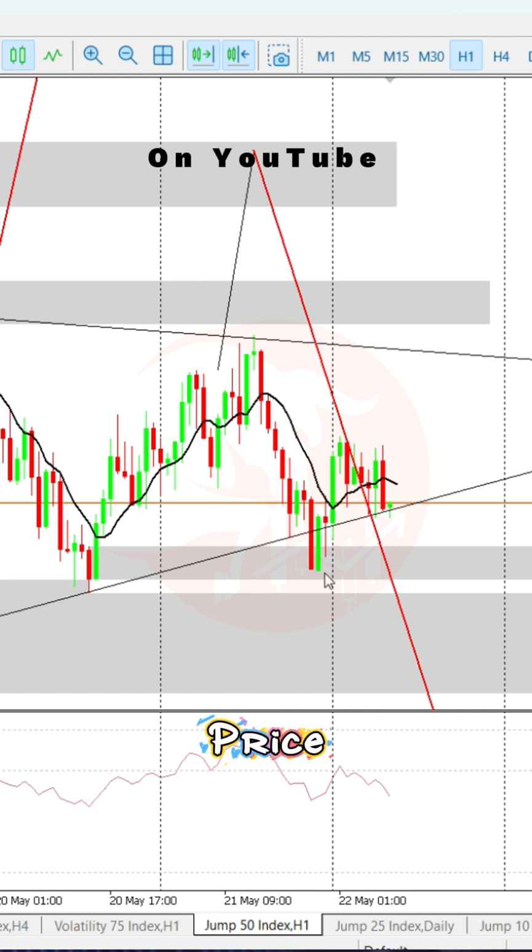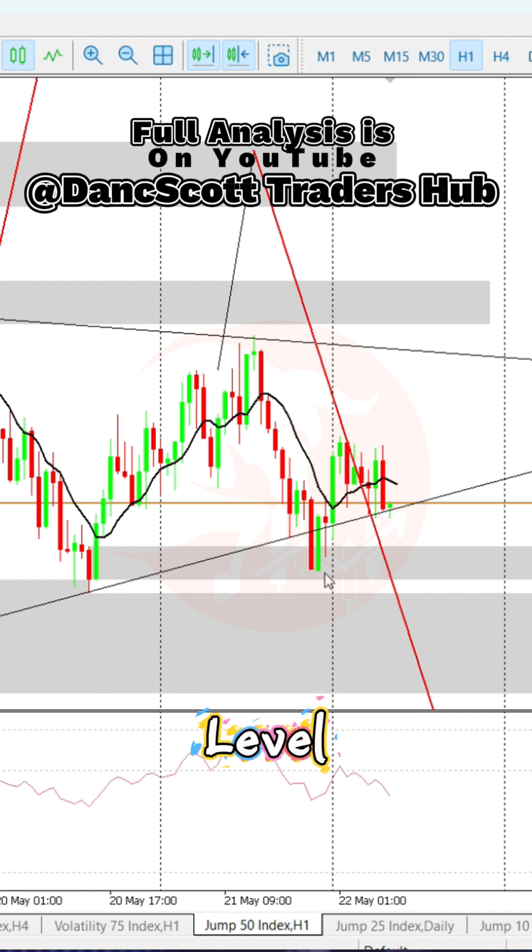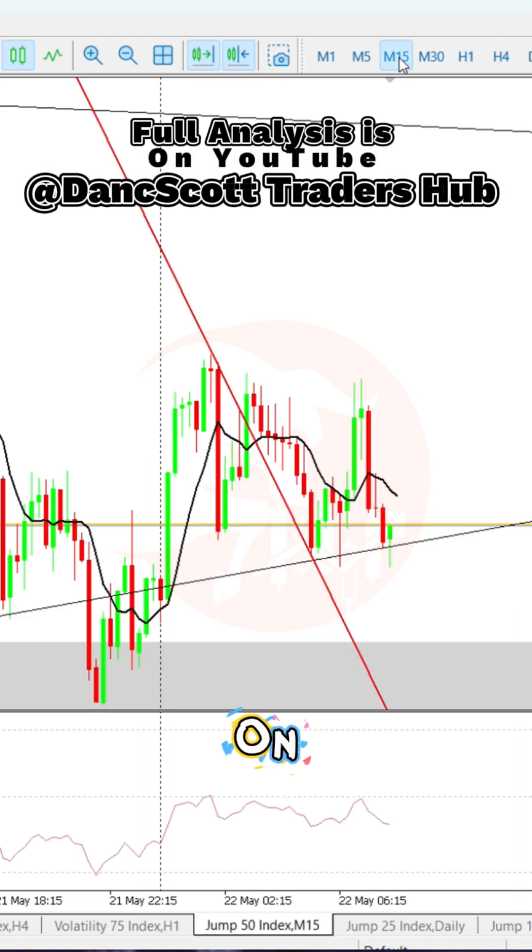So what is price doing? Price reacted back to this level, and there is an order block. That means a buy is on.